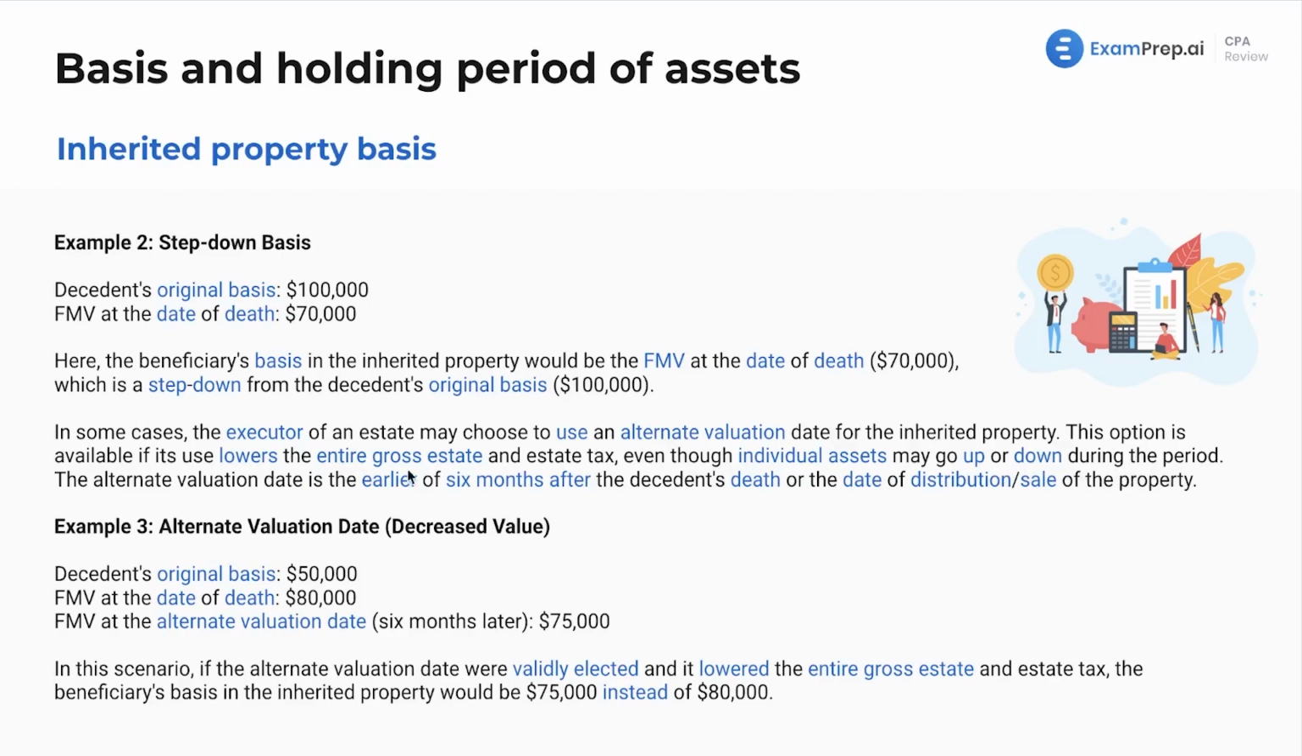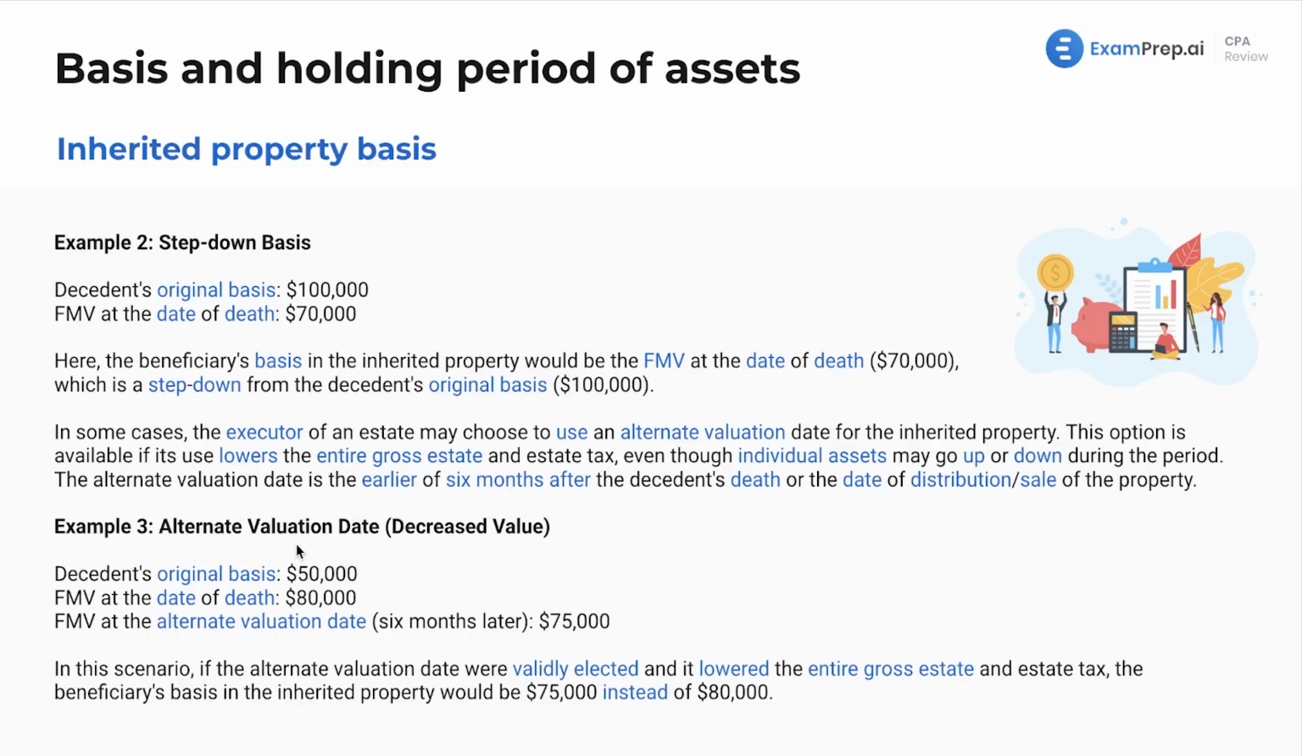down during the period. The alternate valuation date is the earlier of 6 months after the decedent's death or the date of the distribution or sale of the property. Memorize that. Again, sentences like these, I'm going to repeat over and over, and if you don't memorize them, I will pull my hair out. Now here, we're going to see example 3.